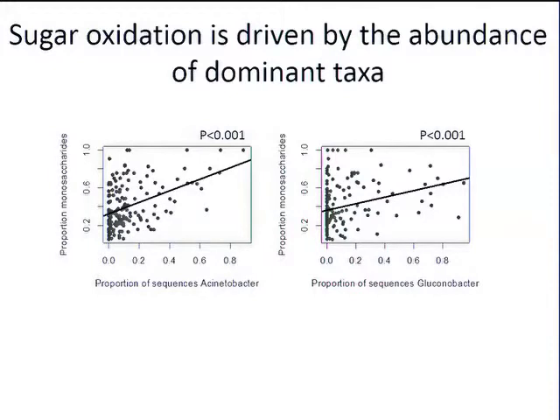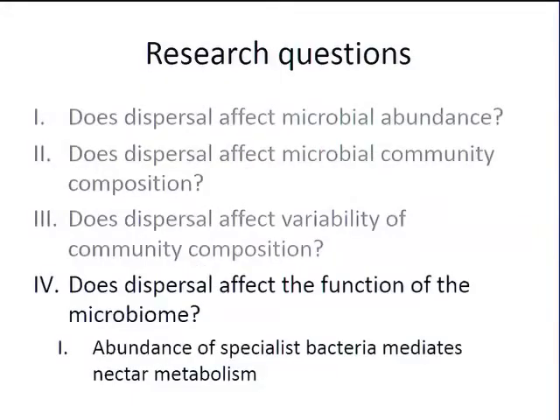And I shouldn't say driven, I should say associated, because we found strong effects when we looked at this in the lab with Gluconobacter, but we haven't verified this with Acinetobacter. And so in answer to this final question, we found that yes, dispersal affects the function of the microbiome, and this seems to be driven in particular by the abundance of a few different taxa, mainly the specialist taxa.